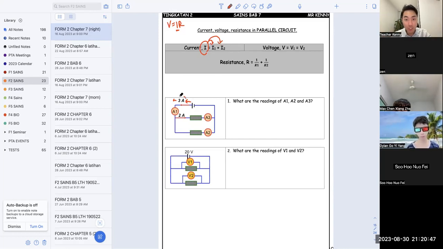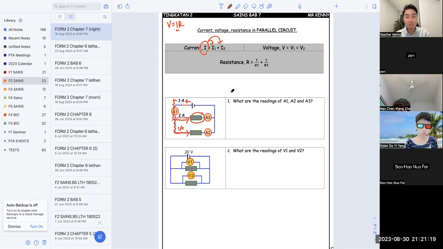Split to 2 different ones. So that means if 3A comes out from here, 2A will move here. Then how many A will be here? It will be the remaining 1A. Understand? Say, teacher, how do I know whether 2A comes here or 1A comes here? It depends on what component you use. Maybe you use a light bulb here, maybe you use other things here. So some will take 2A, some will take 1A. It really depends. Understand or not?